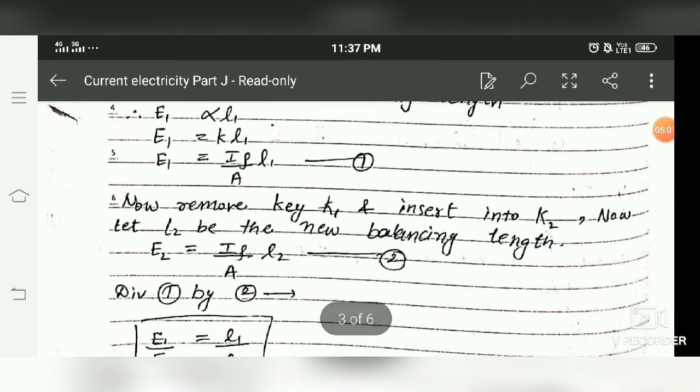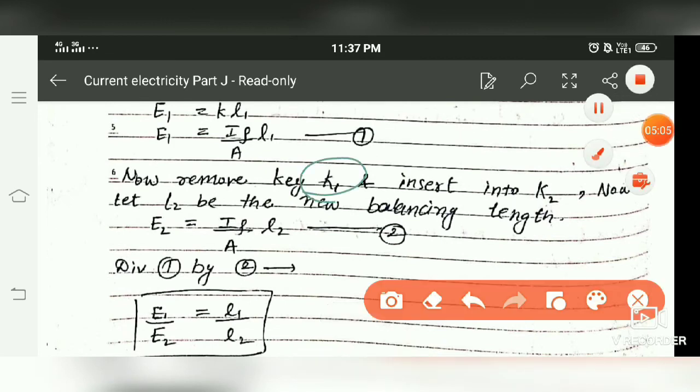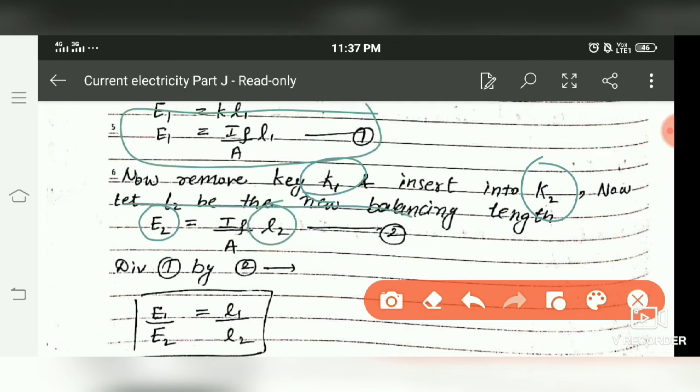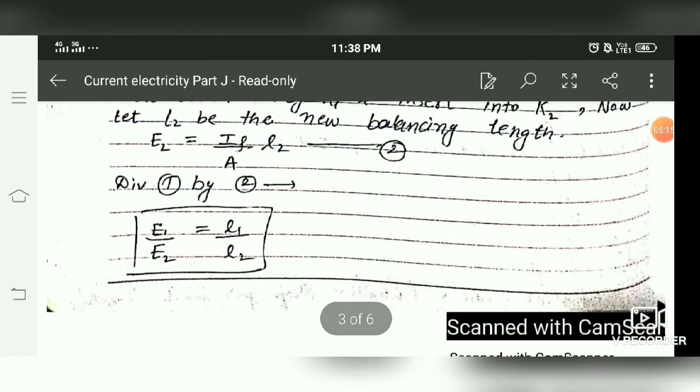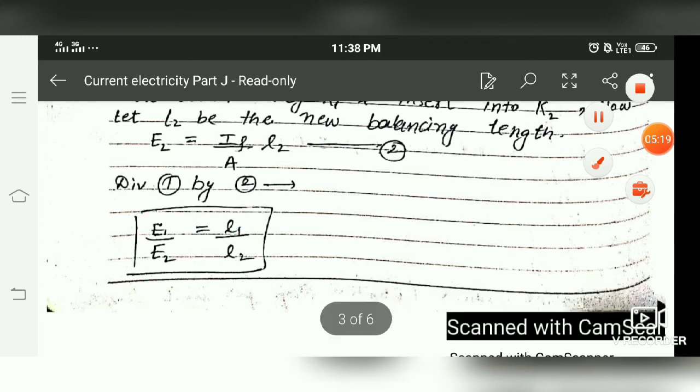Second case, now remove the key K1 and put in the key K2. In this case E2 is working, so E2 is directly proportional to length L2. Taking the ratio of the first and second equations, we get E1 by E2 equals L1 by L2. So by knowing the lengths, we can compare the EMF of the two cells.